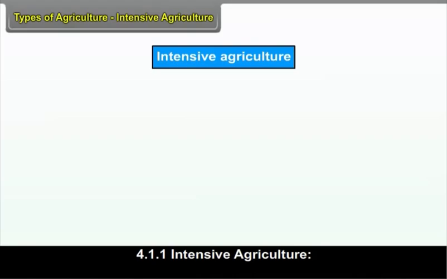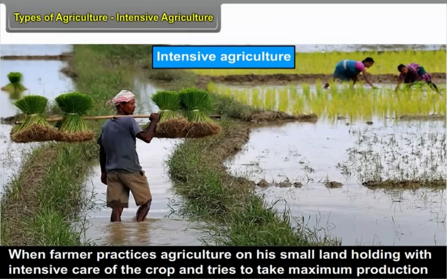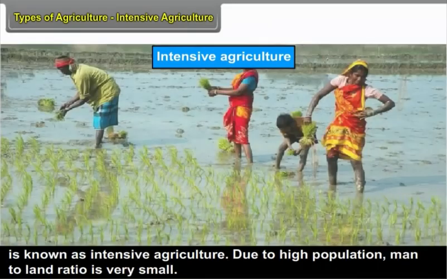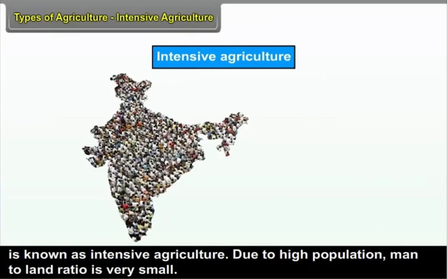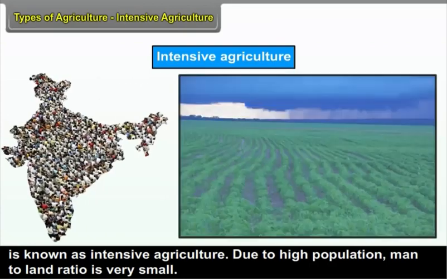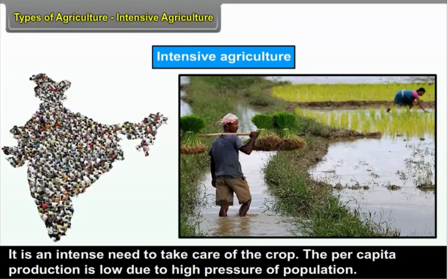Intensive agriculture. When a farmer practices agriculture on his small land holding with intensive care of the crop and tries to take maximum production, it is known as intensive agriculture. Due to high population, the man-to-land ratio is very small. Generally, farmers grow food grain crops to meet the family requirement. There is an intense need to take care of the crop.